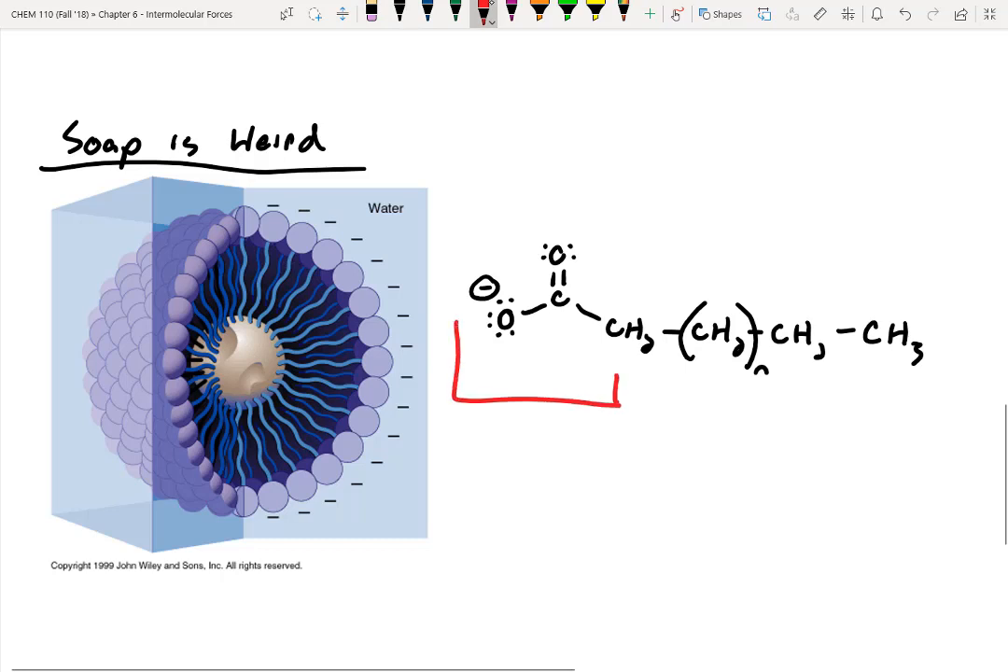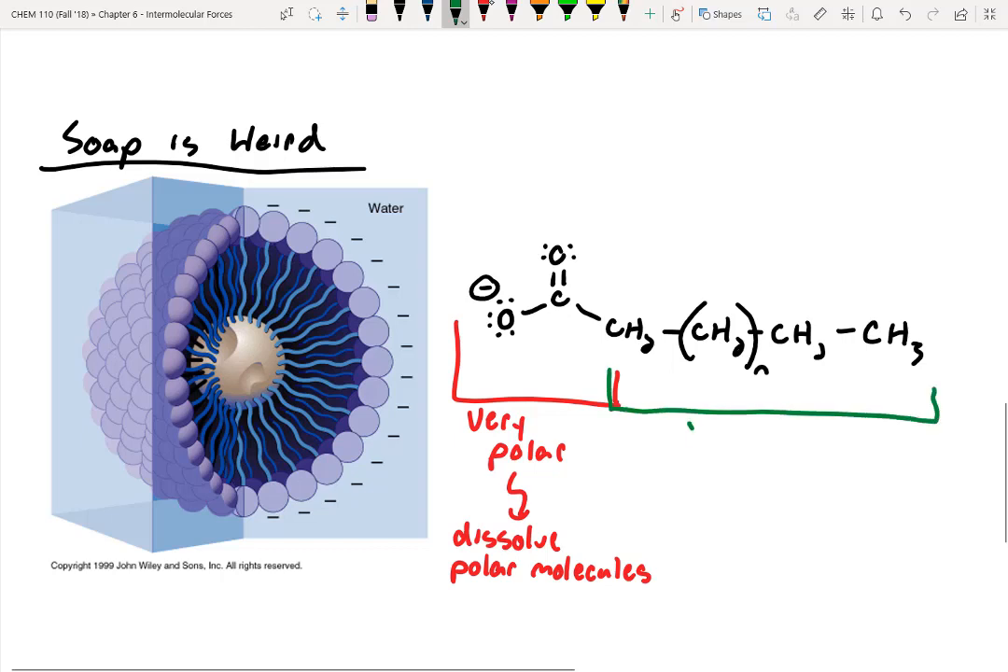And if we look at this end, it's very polar. That means it will dissolve polar things, right? Or polar molecules. However, this end of soap, basically from this carbon over, is very nonpolar. Meaning it will dissolve in nonpolar molecules.